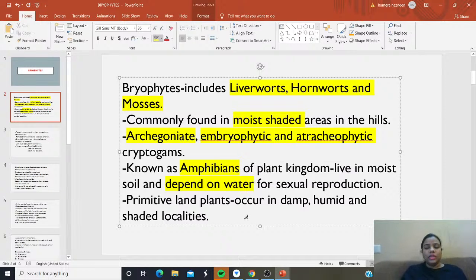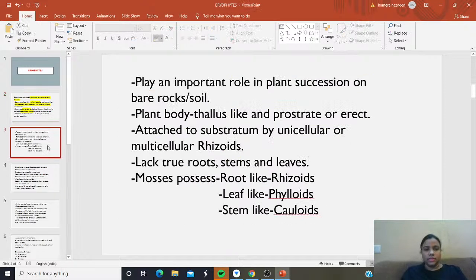Then they are also the oldest primitive land plants, which occur in damp, humid, and shaded localities. And these bryophytes play an important role in plant succession on bare rocks and soils.